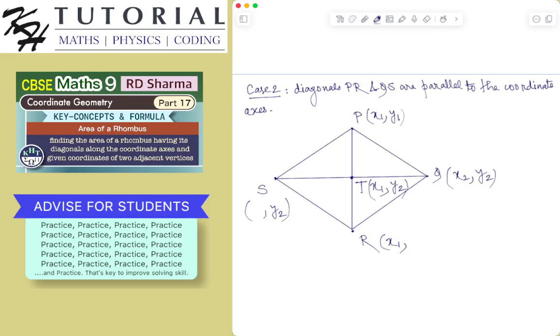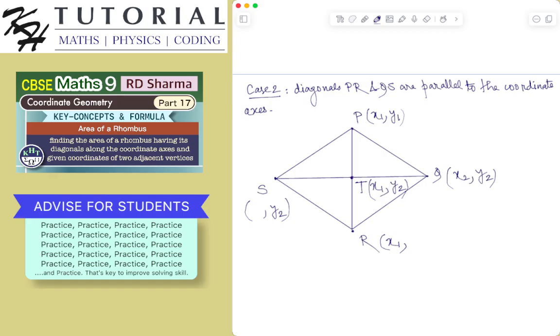The diagonal QS is parallel to the x-axis, and the vertices P and R are images of each other in the diagonal QS. So if I know the coordinates of the point P as (x1, y1), what will be the ordinate of the point R? Obviously, the point R will be at the same distance from the point T. The vertices P and R are both equidistant from the point T.